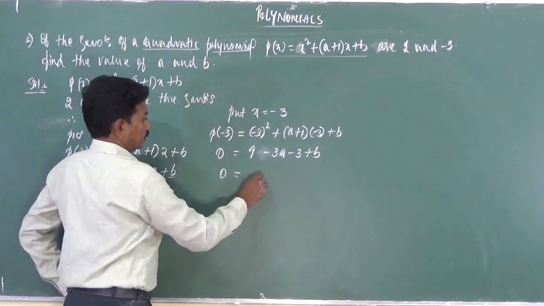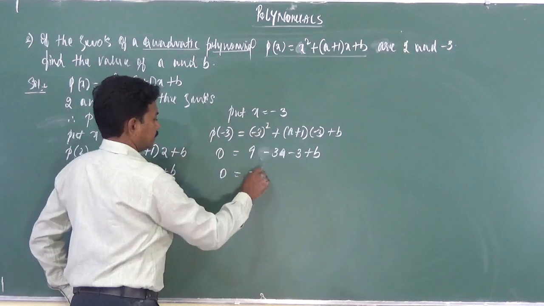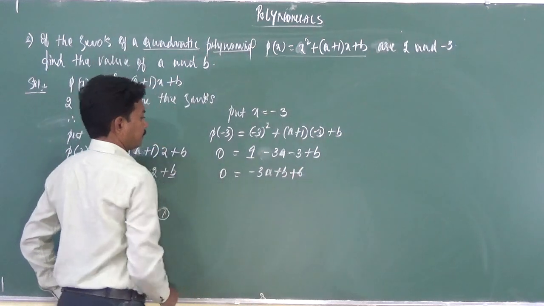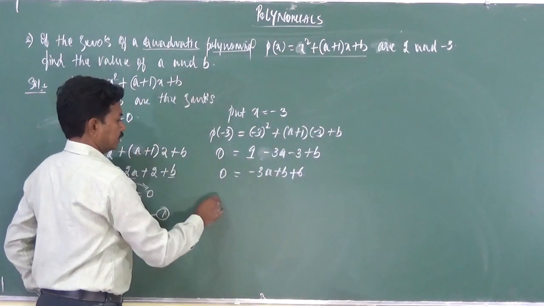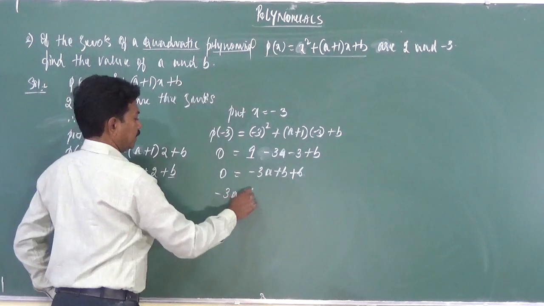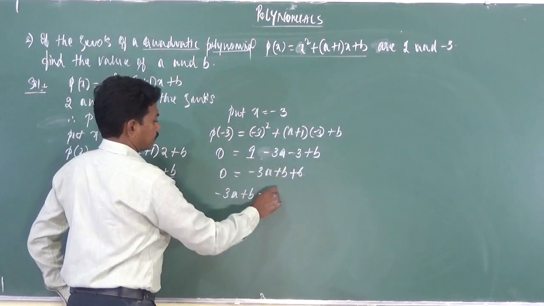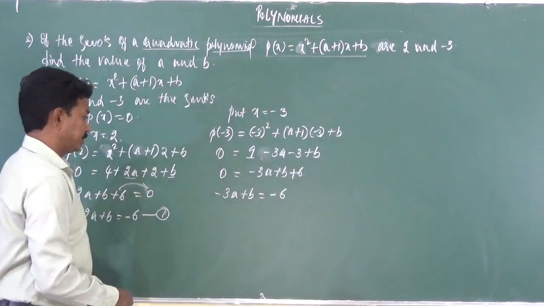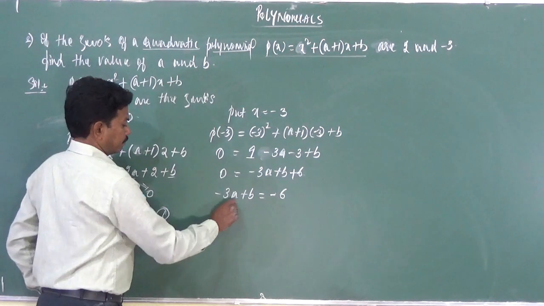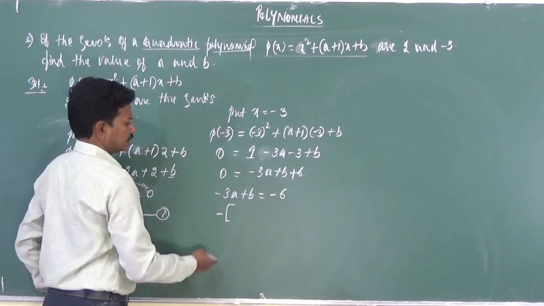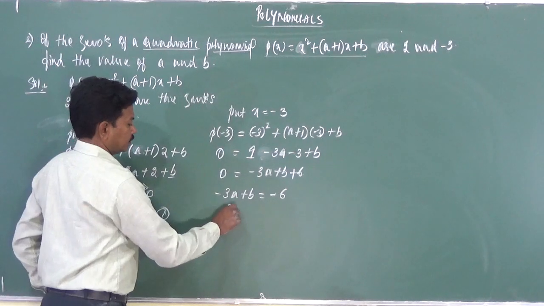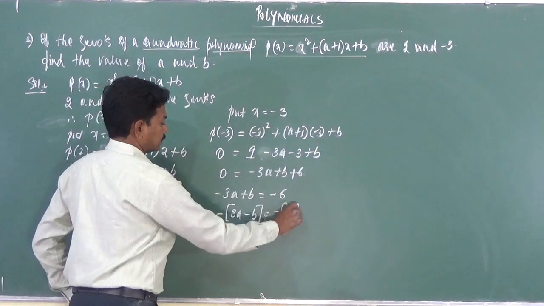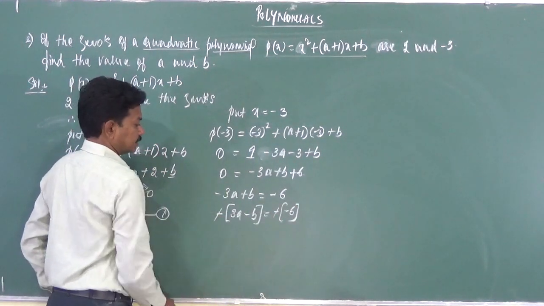So here 0 is equal to minus 3a plus b, 9 minus 3, that is plus 6. So we will transpose this 6 to the LHS. So minus 3a plus b is equal to, plus 6 comes to the LHS, that becomes minus 6. So let us multiply both sides by a negative sign, or we can take minus as common. So if you take minus common here, it becomes plus 3a minus b is equal to minus of minus 6. So minus and minus cancels.